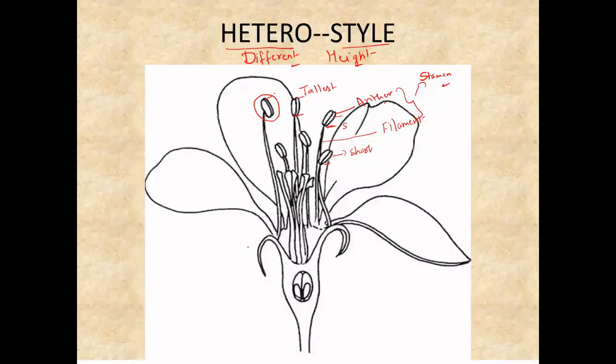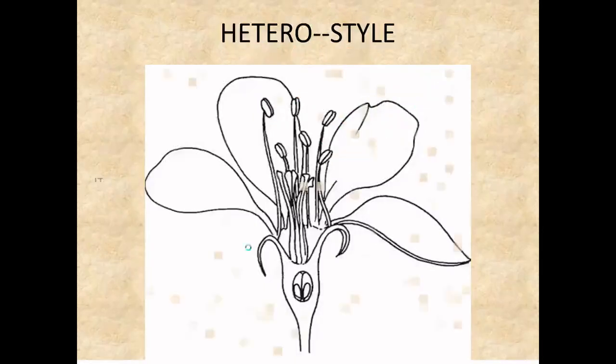Now let's move on to talk about this stamen. Now you see, stamen mainly consists of what? It consists of a long, slender stalk. So this is a long, slender stalk. The filament is nothing but a long, slender stalk.